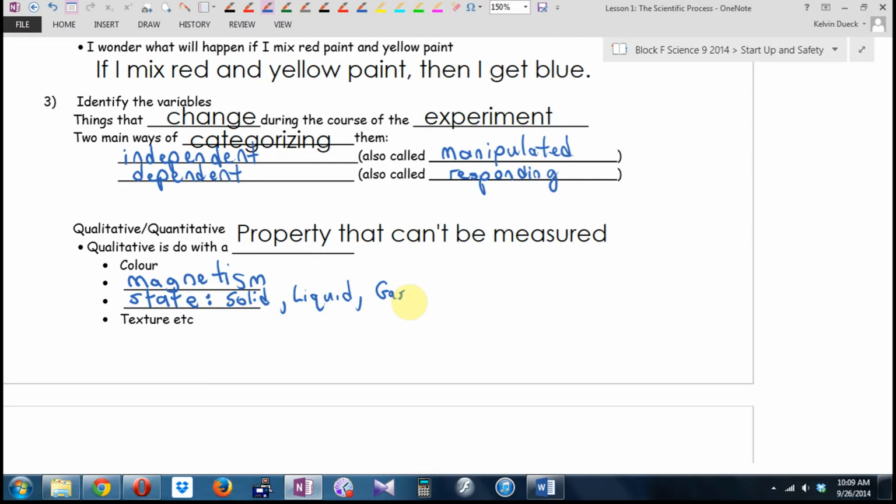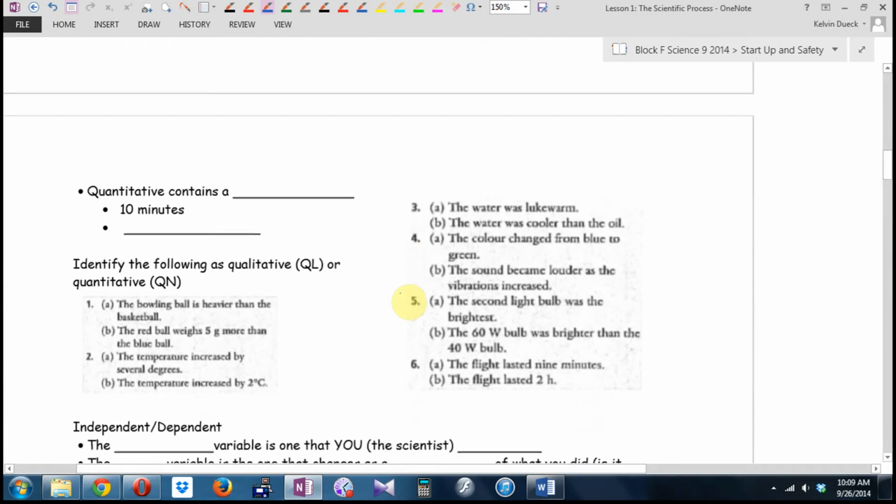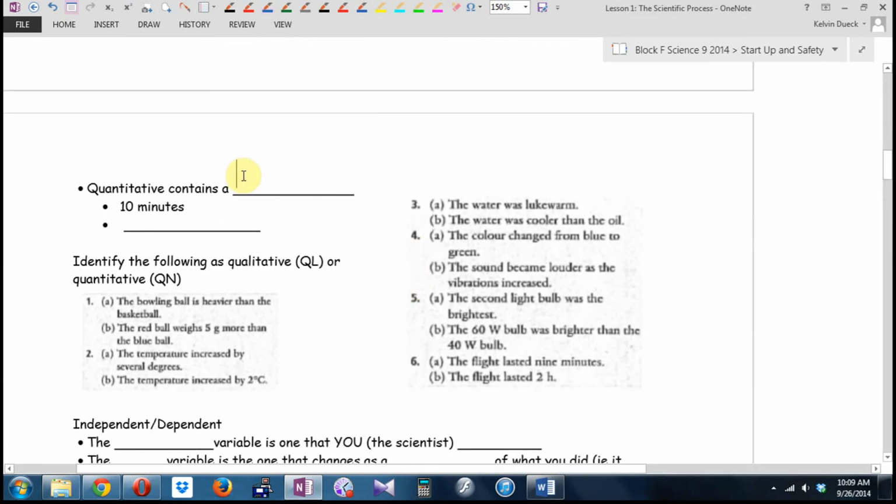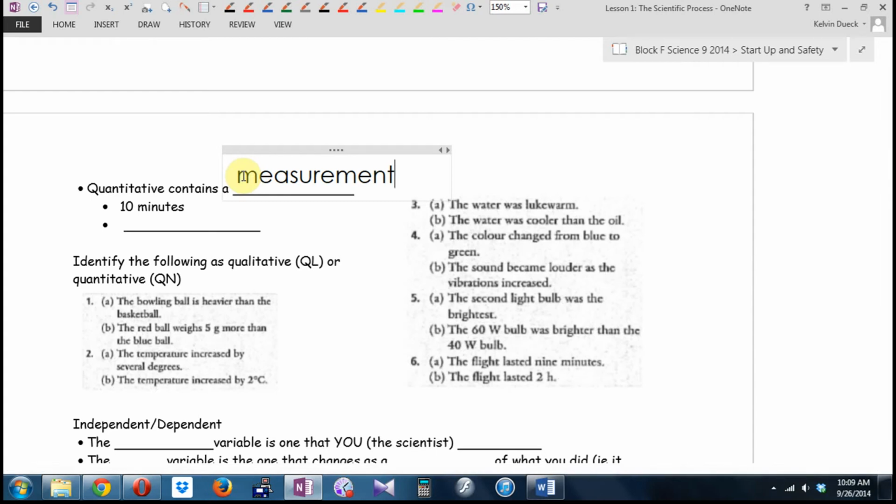Then there are some things that we can measure. So a quantitative idea contains a measurement. 10 minutes, not 11 minutes, not 9 minutes. You started your stopwatch and it ran for exactly 10 minutes. You measured it with a stopwatch. 19 grams, 33 centimeters. Those are quantitative values.